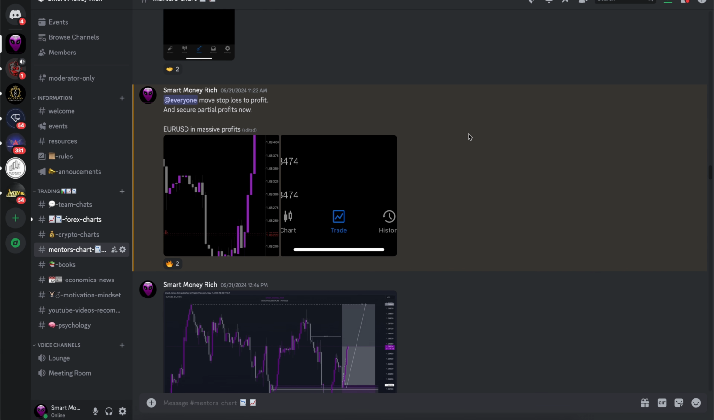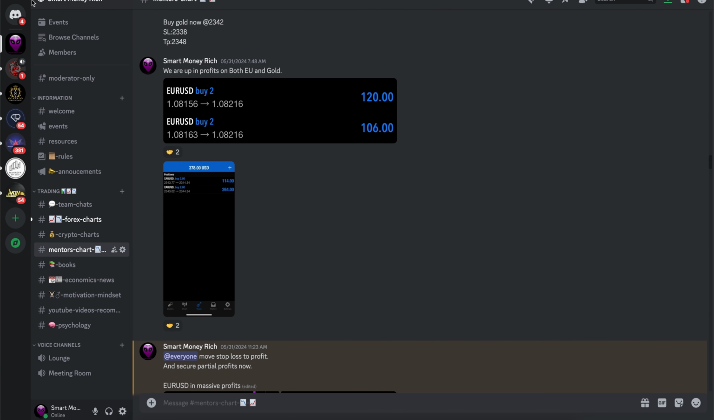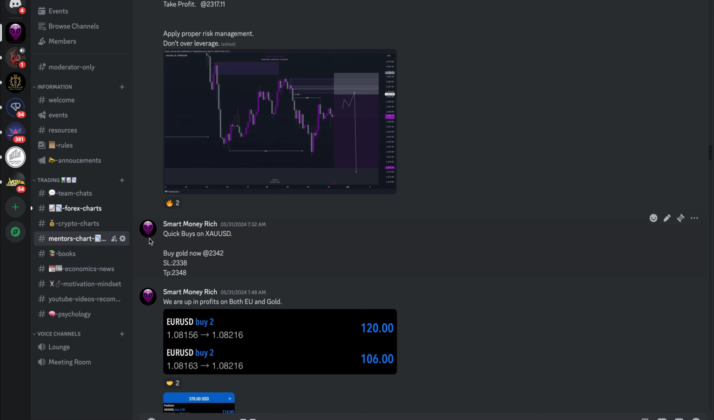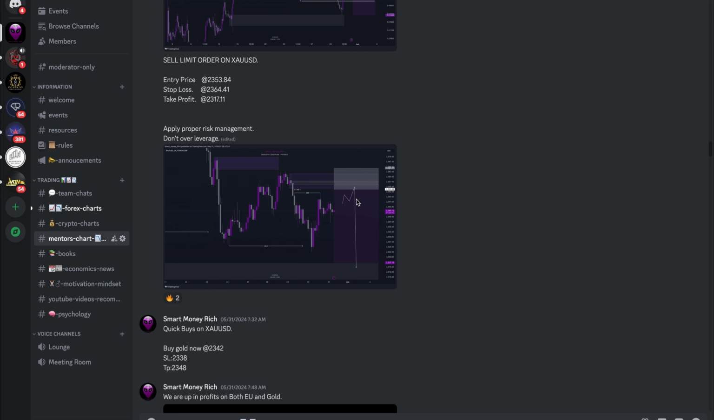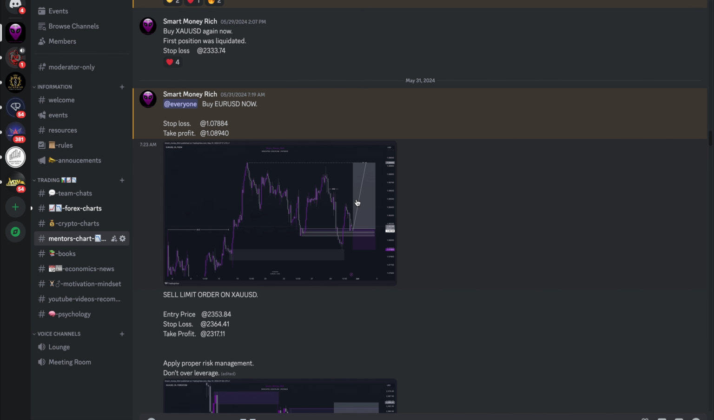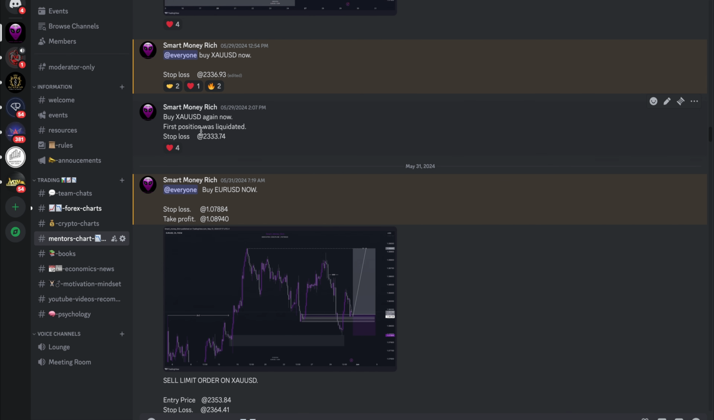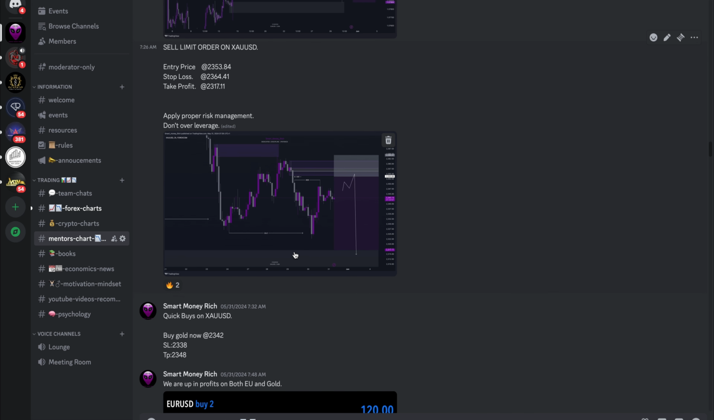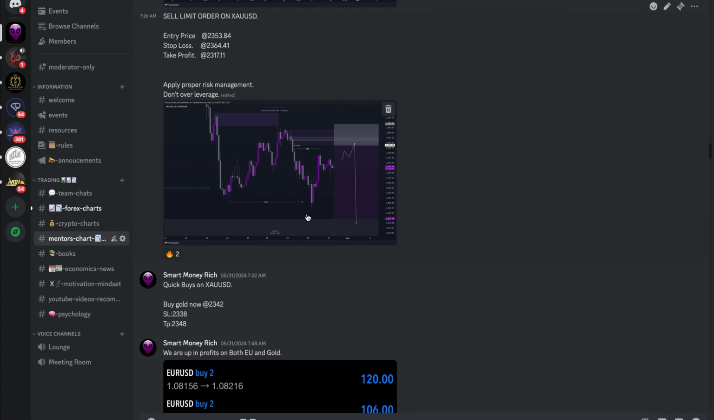Yes, this is a Discord. This is my Discord, guys. I know some of you might be asking, Discord? Yeah, this is my Discord. This is where I train my students. This is where I send my signals. This is where the magic happens. You can see every time I send a signal, I will always make sure to send the setup so that my students can learn from my setup.